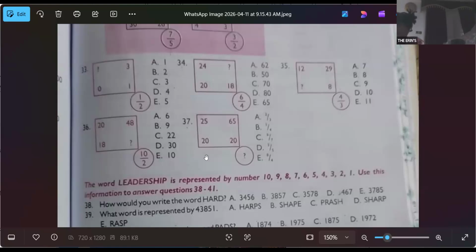35 is 9. Now look at that number 35. Number 35 is what? 9, right? Yes, sir. 12 minus 3 is 9. Good. Well done.